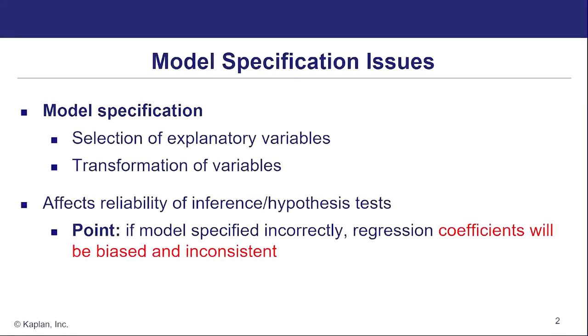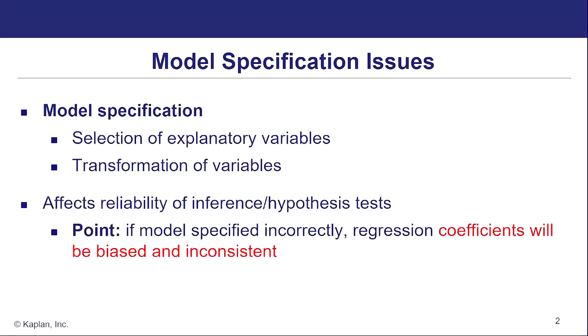Model specification is of two types. One is selection of explanatory variables, meaning choosing the right X variables. For doing that, the analyst has to have a firm understanding of the economics of the dependent variable, the Y variable. What are the sound economic influences that should be included in the model? That is a key question.